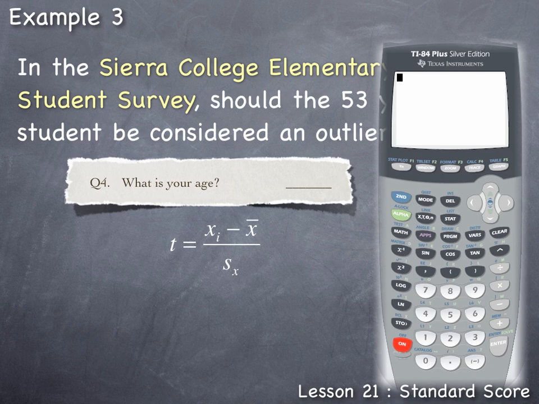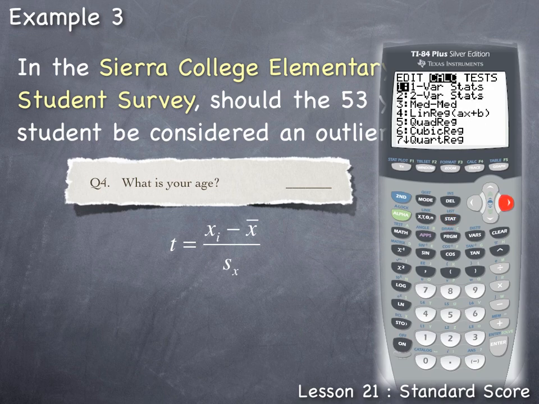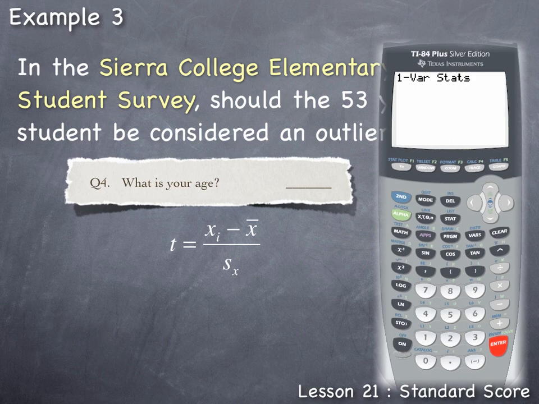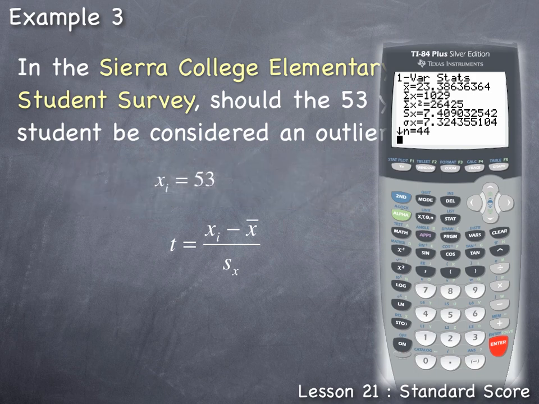So to calculate the mean and standard deviation for the age data in list Q4, we press Stat, right arrow to the Calc menu, press Enter to select our 1-Var Stats command, and then to select list Q4, we press 2nd, List, and arrow down to the cursor next to Q4. Press Enter to select, and then Enter to execute. So now we can see the calculated result for the mean x bar and s sub x.